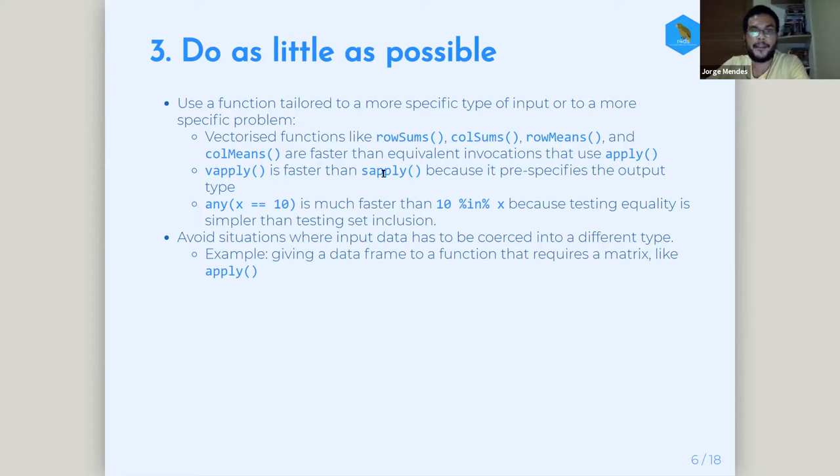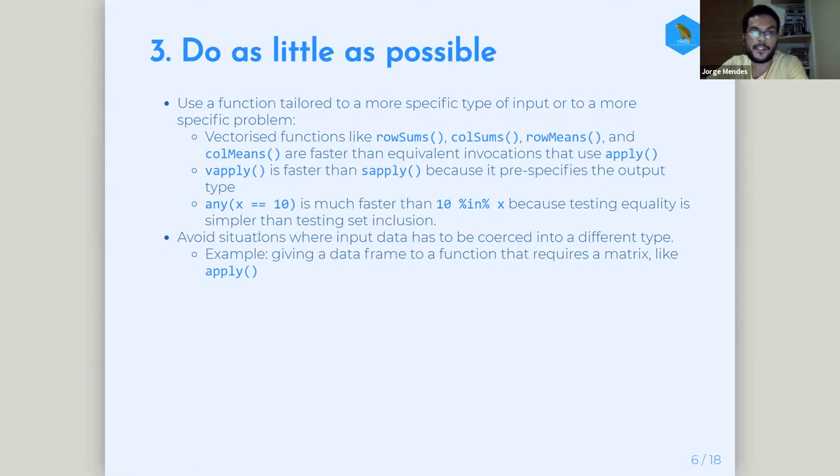So vapply and sapply. sapply tries to make the result as simple as possible, but with vapply you have to specify the output, so it's faster. In this example, if you use any and 10 in x, this will be faster because it's testing equality, which is much faster than testing this.